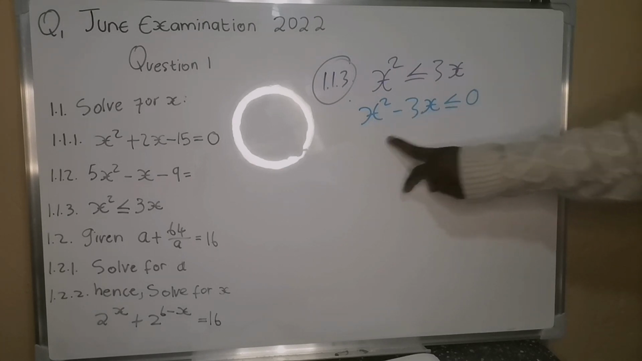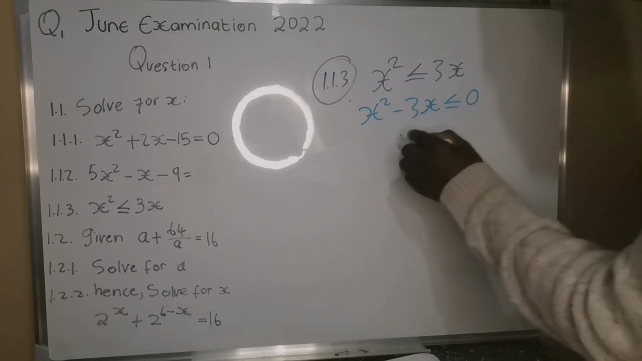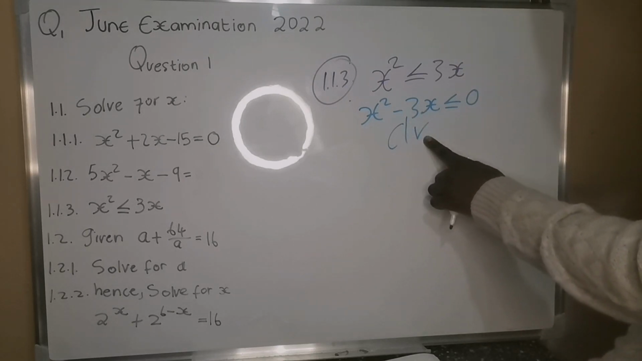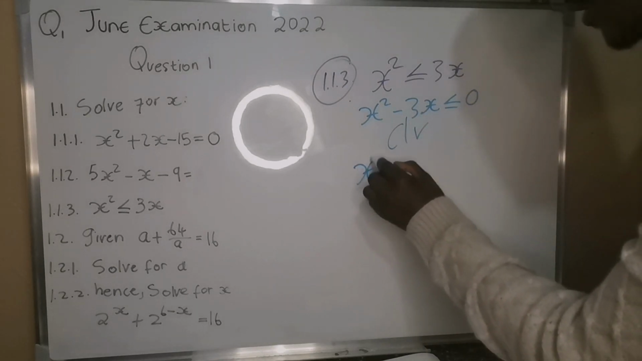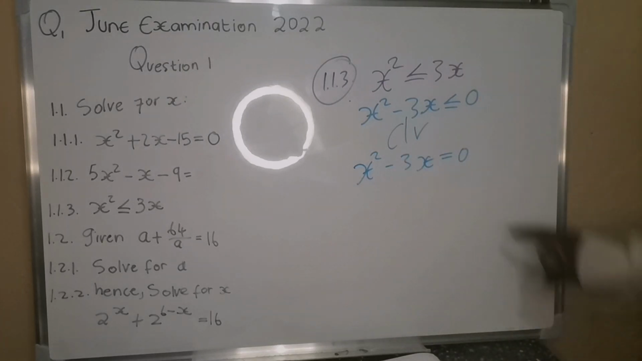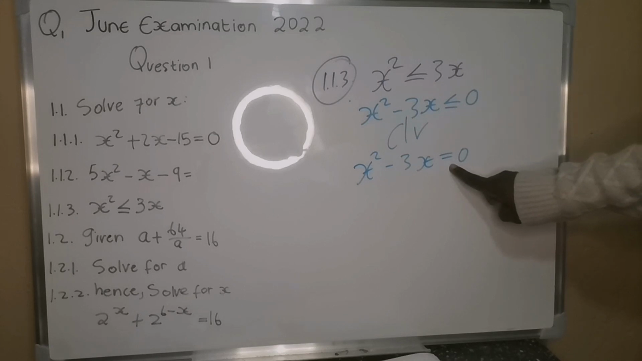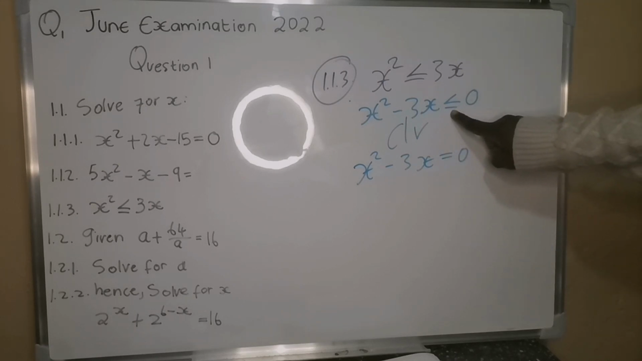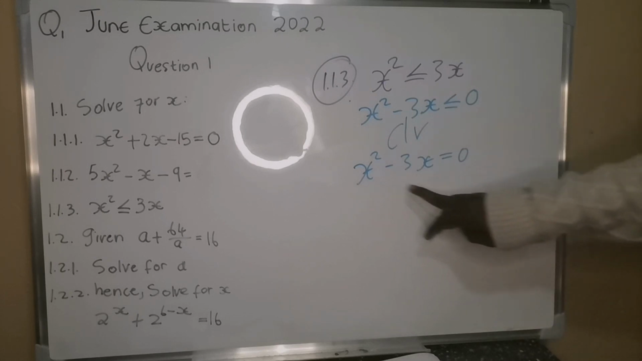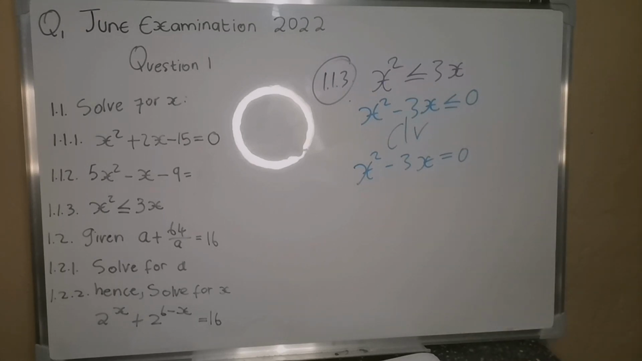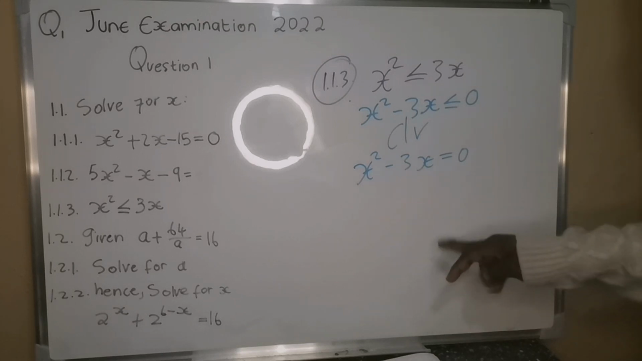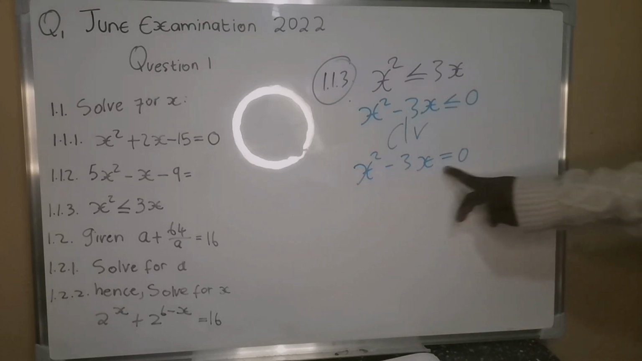Now CV, which stands for critical values. So we're going to have x squared minus 3x equal to 0. Just replace the inequality sign with an equal sign. We'll come back to the inequality after we have found our critical values, or our roots, after we have solved for x. Now this equation is so simple, guys: x squared minus 3x equal to 0.